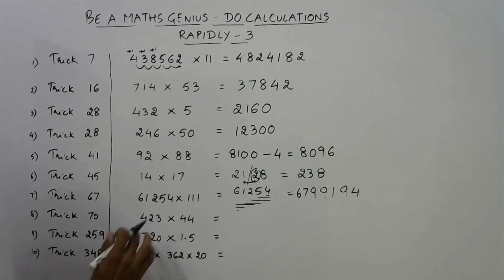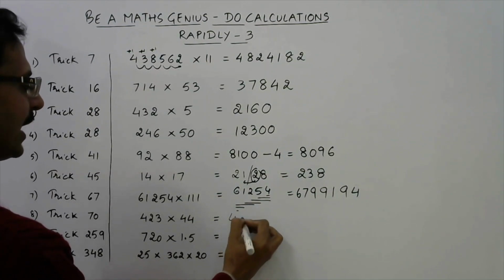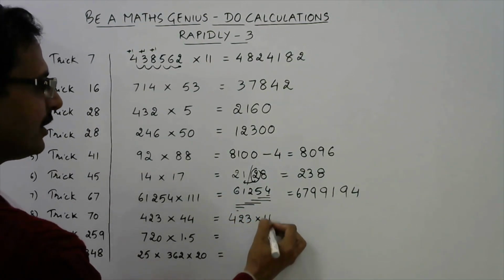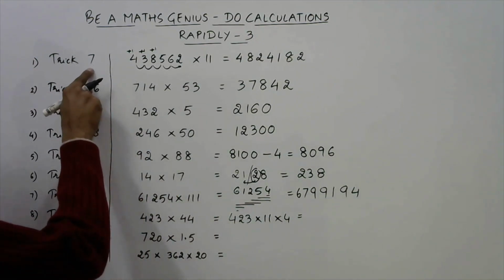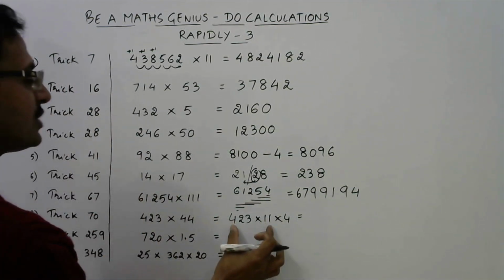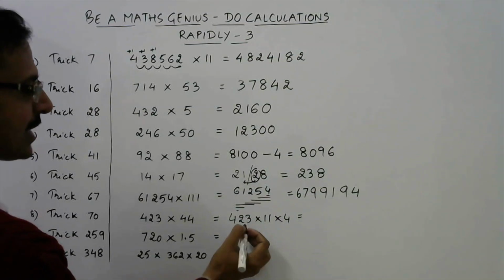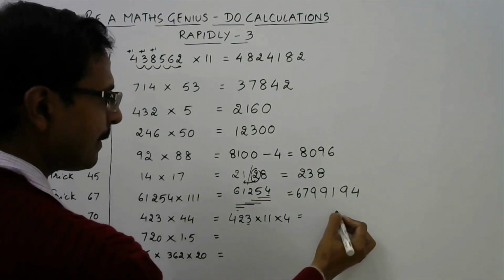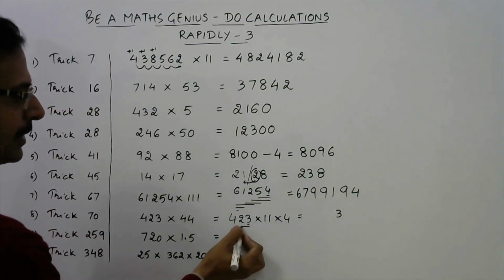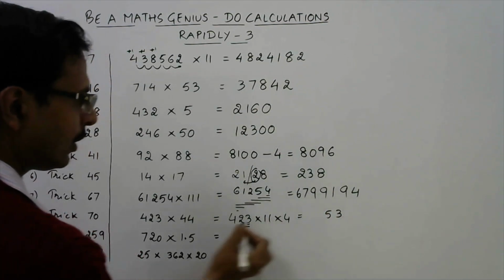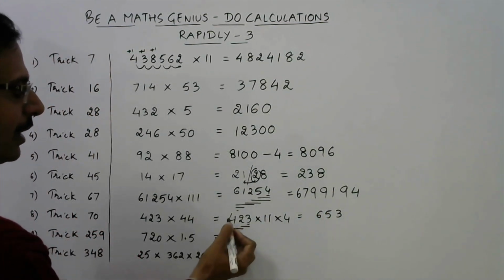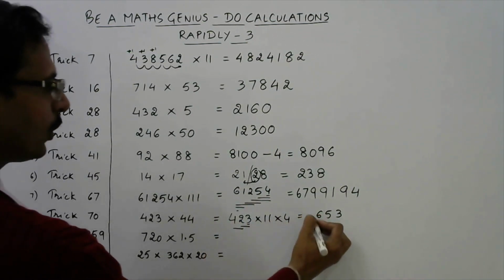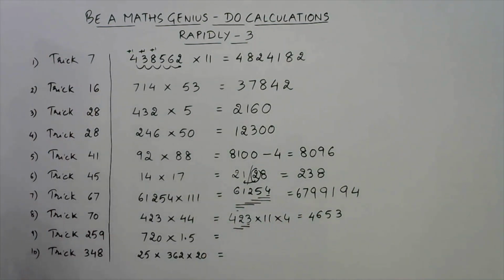Now see, 423 into 44 is actually 423 into 11 into 4. Multiplication by 11 is discussed in trick 7. So you can multiply these two numbers orally. Just start from the unit place, 3. Then add in pairs: 3 plus 2 is 5, 2 plus 4 is 6. And once we reach here, we write the last digit 4 again.